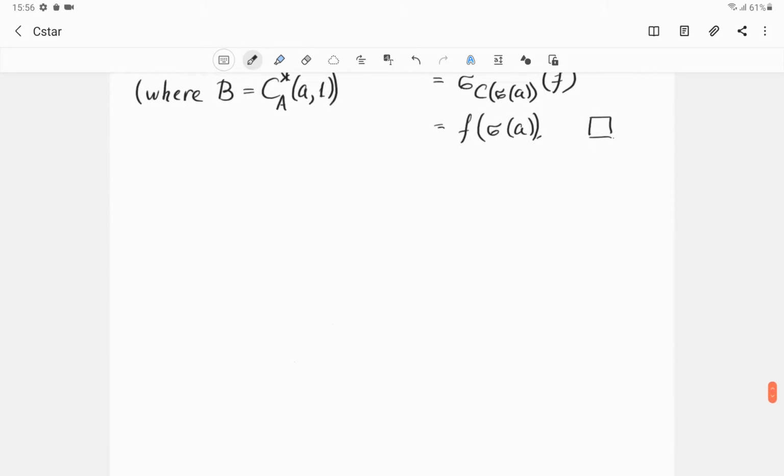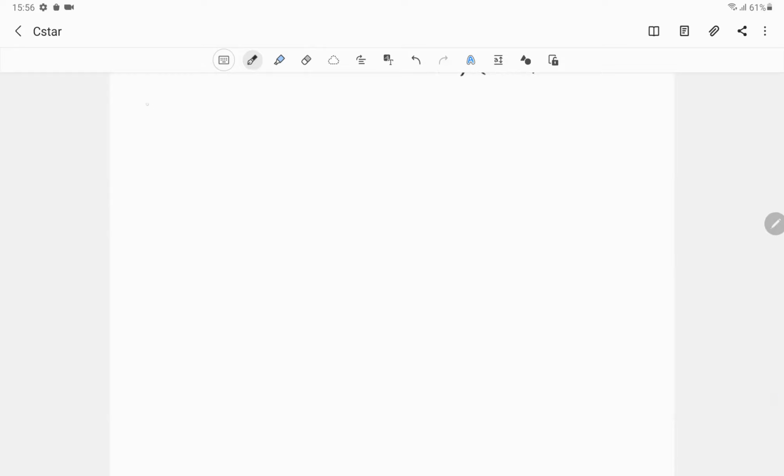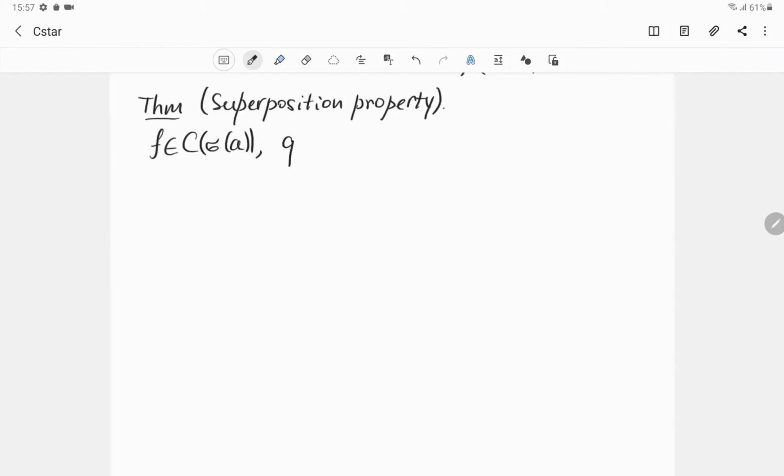Another simple but useful property of the functional calculus is the so-called superposition property. The superposition property of the functional calculus is the following statement. Suppose we have a continuous function f on the spectrum of a and a continuous function g on the spectrum of f of a. Well, we can take g and apply it to f of a.